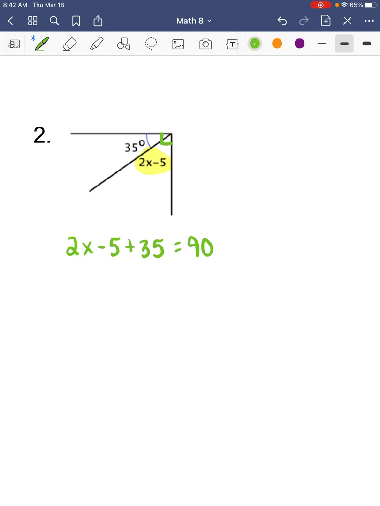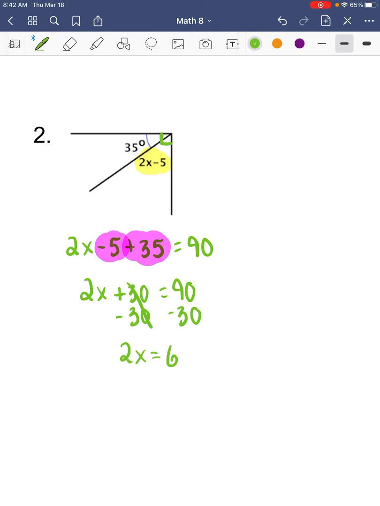The first thing I'm going to do is combine my like terms. So my like terms are negative 5 and positive 35. I'm going to bring down my 2x, combine negative 5 and 35 to get a positive 30 equals 90. The next thing I'm going to do is subtract 30 from both sides. So now I have 2x equals 60. Lastly, I just need to divide by 2 on both sides, and I get x equals 30.